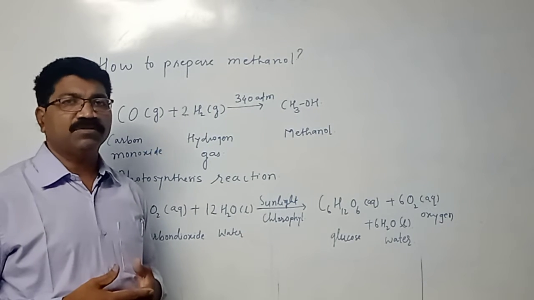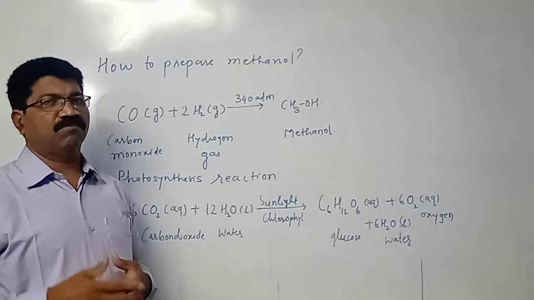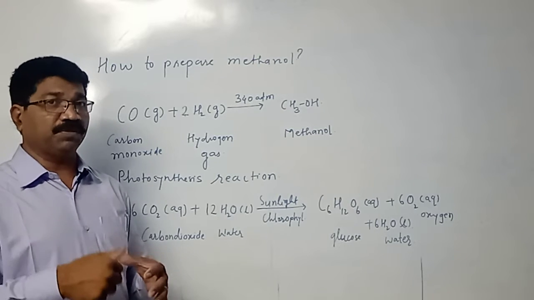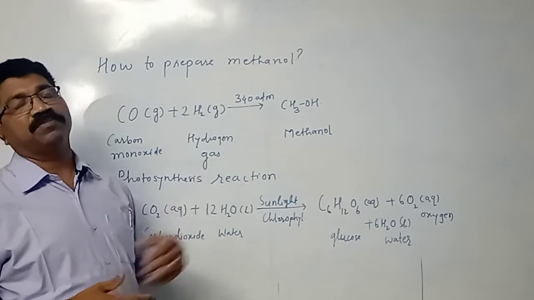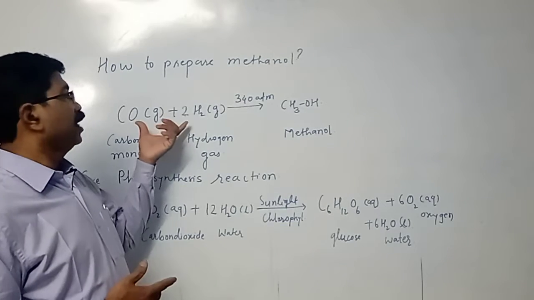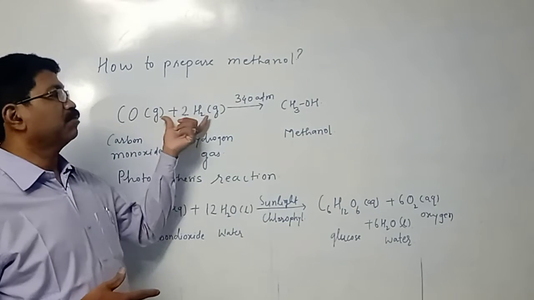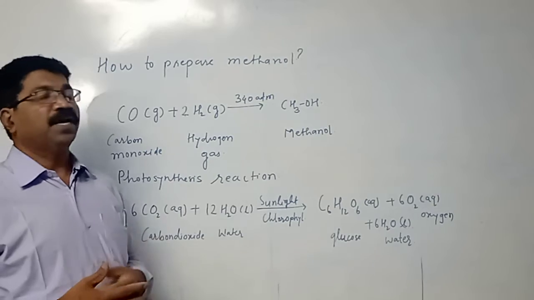Where is pressurized air used? In vehicle tires and tubes, we fill the air with pressure. Likewise, the pressure here should be 340 atmospheric pressure, and at that pressure, carbon monoxide and hydrogen gas will react to produce what?